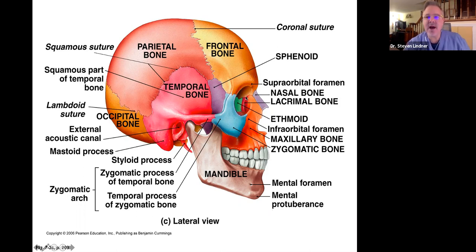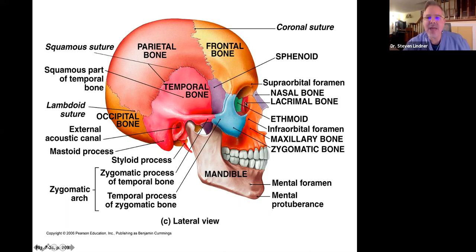When we look at the eye from this angle, we can see a few different colors in here. If we start in the center, that's the nasal bone. As we move a little bit more, let's say lateral to it, here's the ethmoid. Green here, sorry, that's ethmoid.